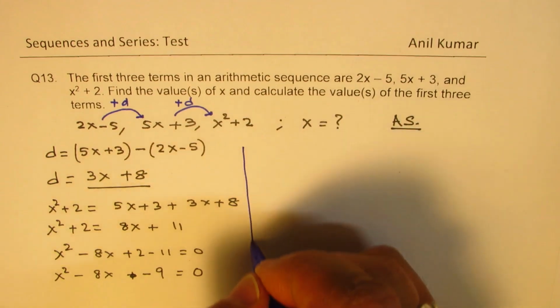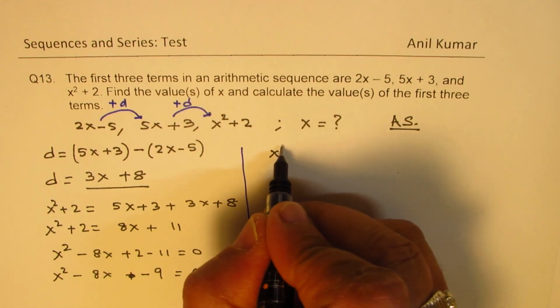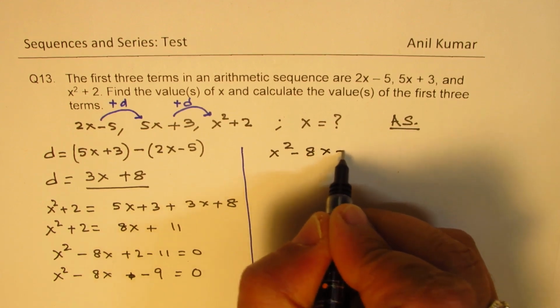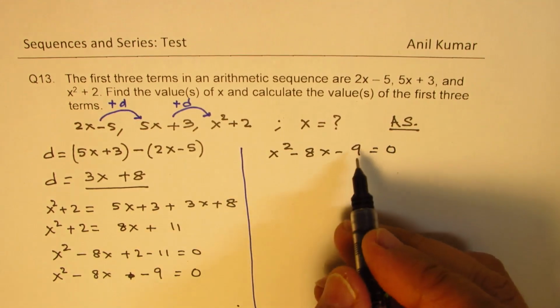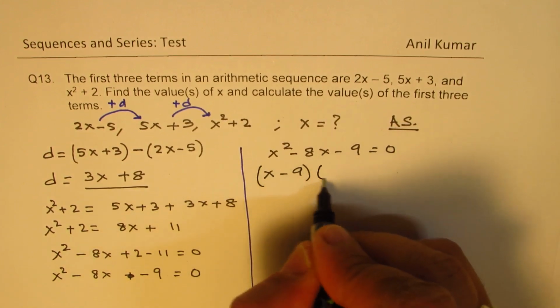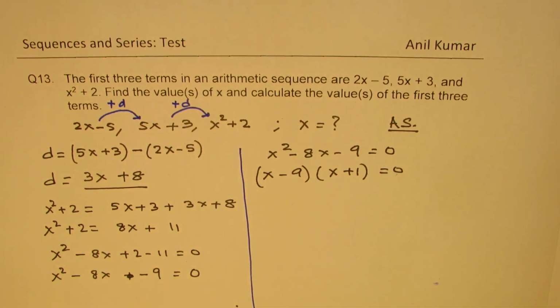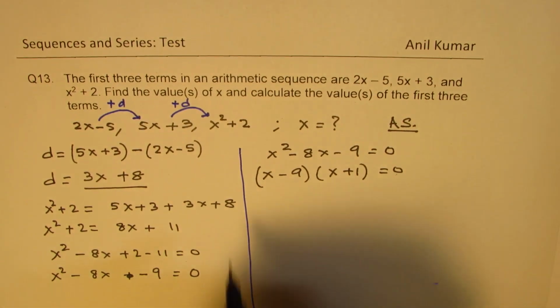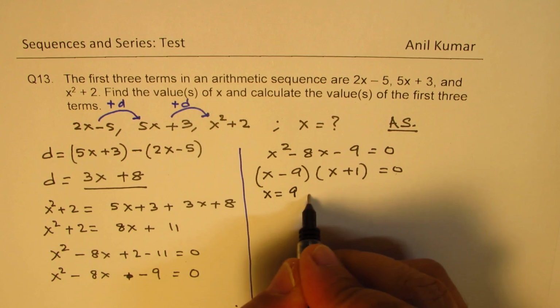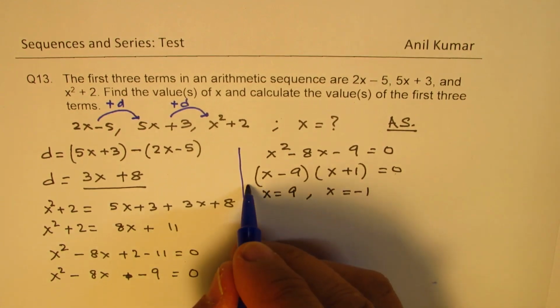So if I solve this equation, we know the value of x. So the equation to solve is x squared minus 8x minus 9 equals 0. 9 times 1 is 9. So we could factor this as x minus 9 times x plus 1 equals 0. So that gives us two values. One of the values here is x equals 9, and the other value is x equals minus 1, right? So we have two values for x.